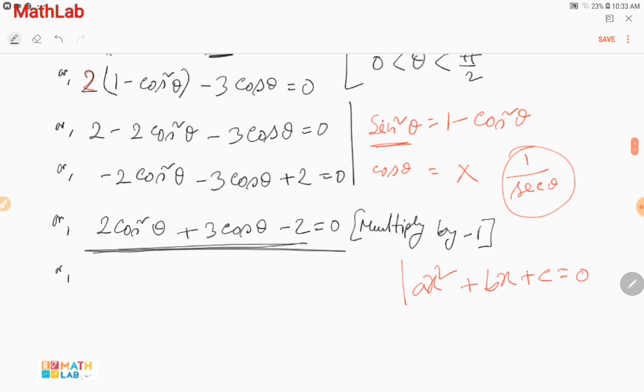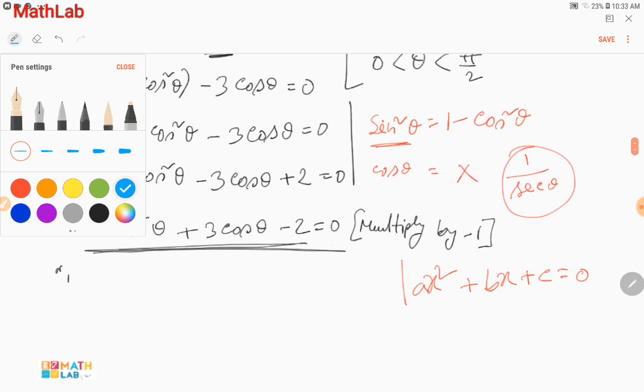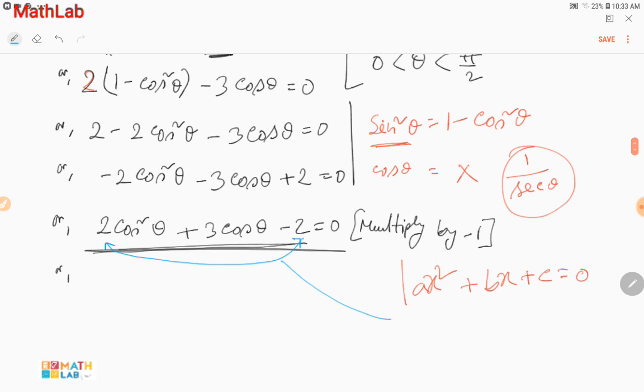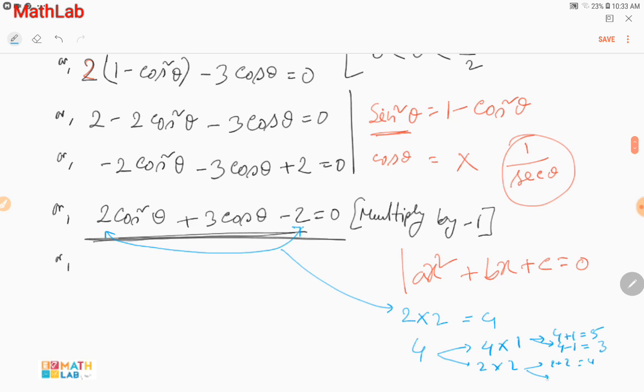So that will be 2 into 2, 2 to the 4, and we factorize 4 in two ways. First way is 4 ones are 4, and another is 2 twos are 4. If we add 4 plus 1, that will be 5. If we subtract 4 minus 1, that will be 3. If we add 2 plus 2, that will be 4. If we subtract 2 minus 2, that will be 0. In our middle term, here is 3, and we get 3 in this format, 4 and 1.